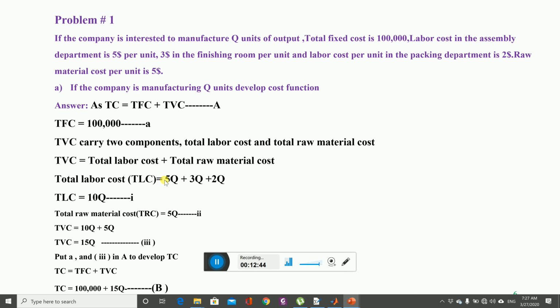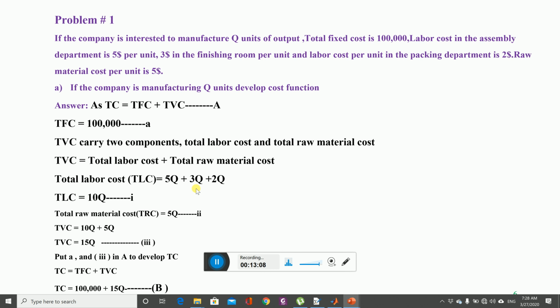Total labor cost is equal to 5Q plus 3Q plus 2Q. What does this mean? This means that 5 is the labor cost per unit in the assembly department, and the company is manufacturing Q number of units. So 5Q represents the total labor cost in the assembly department.